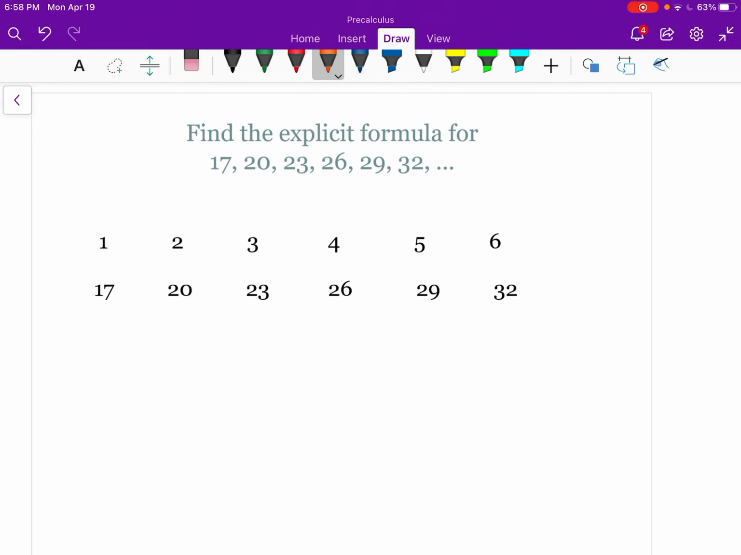All right, find the explicit formula for 17, 20, 23, 26, 29, 32. We want an explicit formula. Well, our first term is 17. Our second term is 20. So it looks like we're adding 3. And so when we add 3 to each term, that is going to help us. It's going to be an important part of this. So we could try a few things, and you might do some guessing and checking.